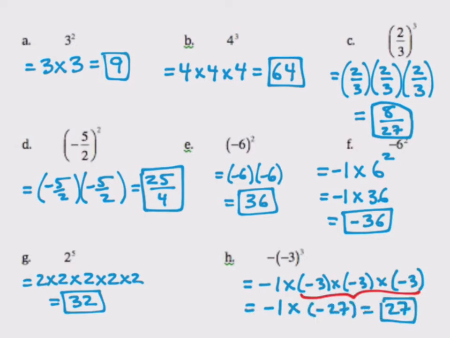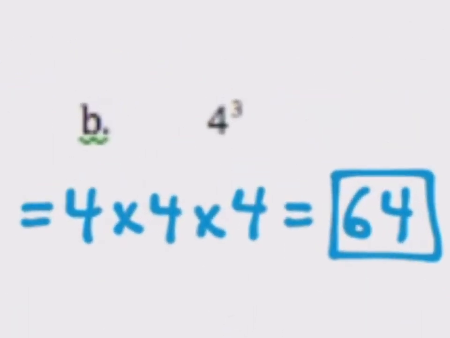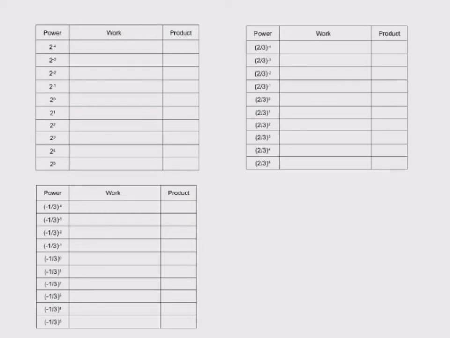Alright, so I hope that went well for you. And just a quick review for some terminology, the number that we're multiplying by itself, that's called the base. The number that tells us how many times to multiply the base by itself is called the power or the exponent, and what we end up with is typically called the product, but sometimes also called the power. So in this example, 4 is the base, 3 is the exponent or power, and 64 is the product, or again, the power.